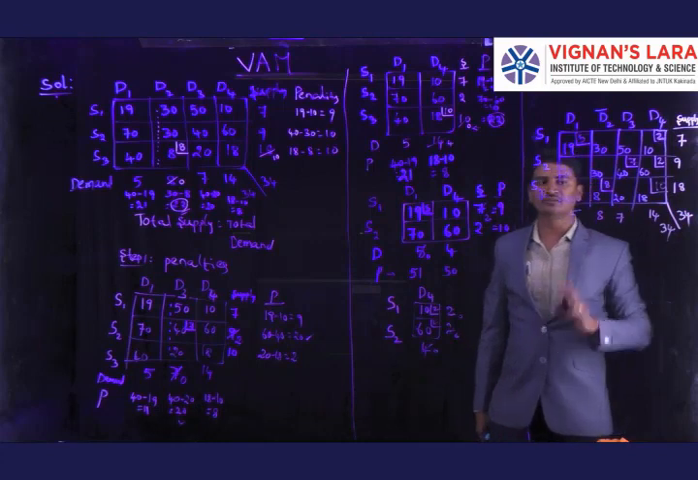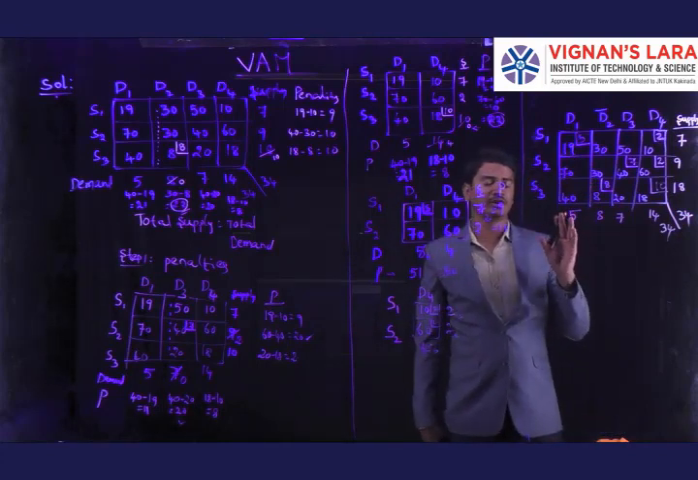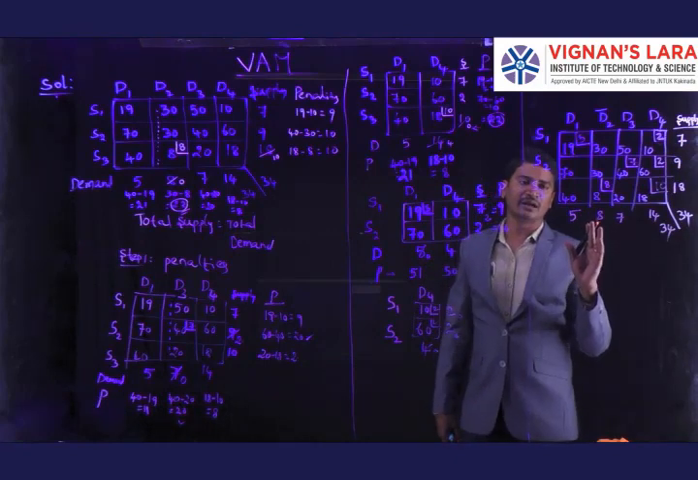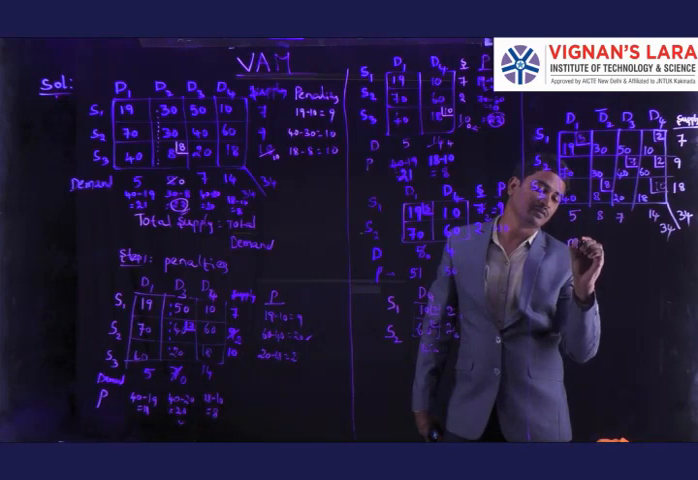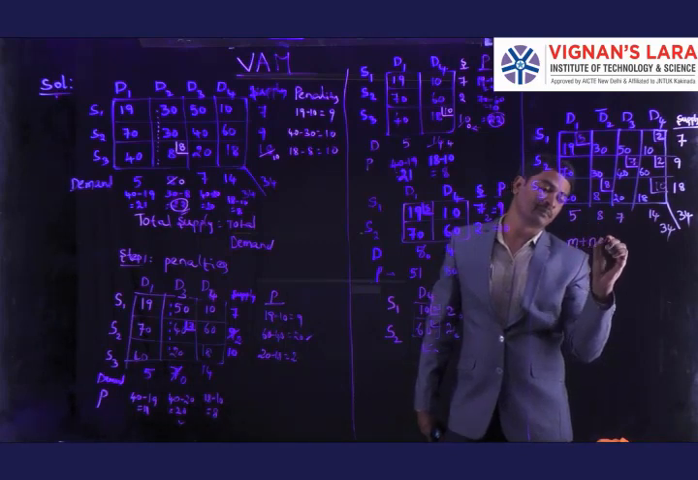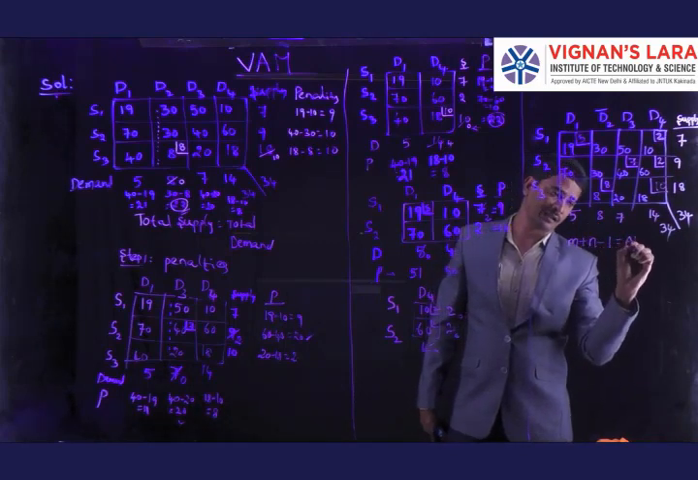Now we are going to check the feasibility. Now we are going to check the optimality, not feasibility. How are we checking the optimality? We are checking the optimality by using this formula: m plus n minus 1 is equal to the number of allocations.